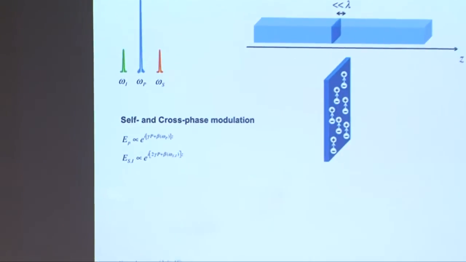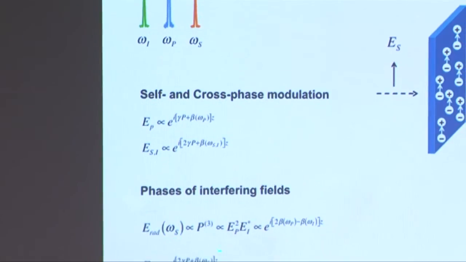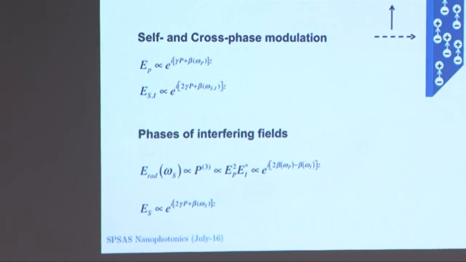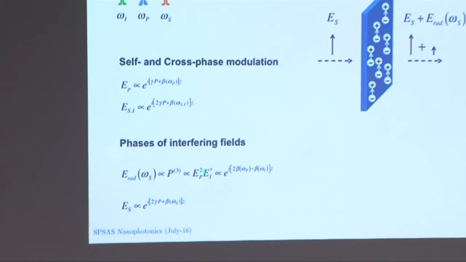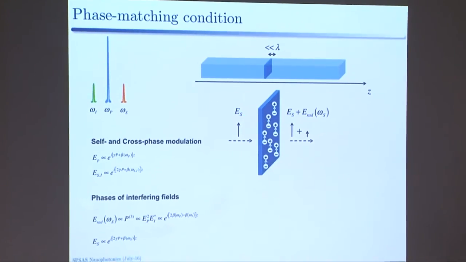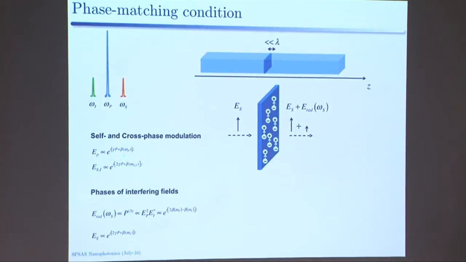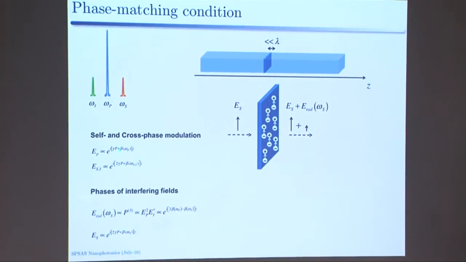But we know that at this plane, whatever location you are, you generate a polarization, have the radiating field, and the radiating field is proportional to P3. In this case, 2 omega 1 minus omega 2, you get EP squared EI complex conjugate. That's going to be on the same phase as the input signal field. Well, let's just plug this in, right? So I have 2 EP, so I'm going to have 2 gamma P plus 2 beta P. It's right here. The 2 gamma P isn't there. Why? Because I have the complex conjugate right here, which is going to cancel the cross-phase modulation right there. So in the end, the radiating field has this phase right there.